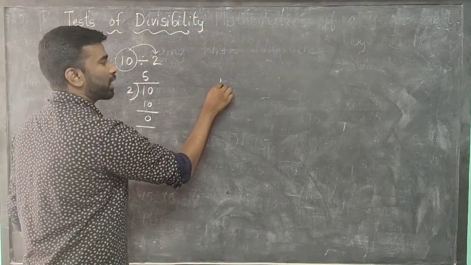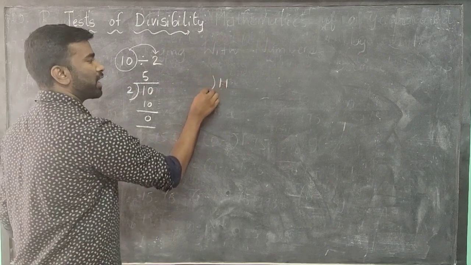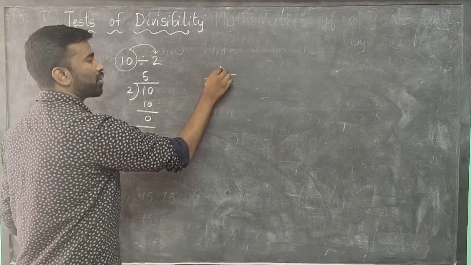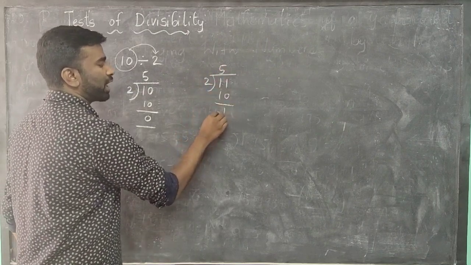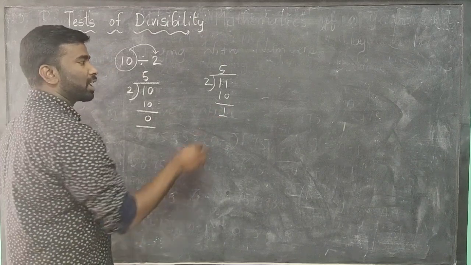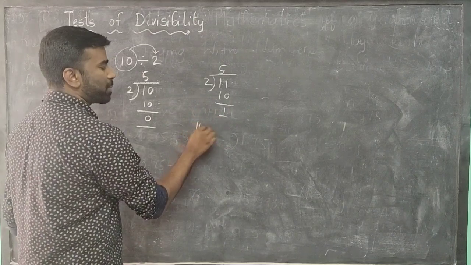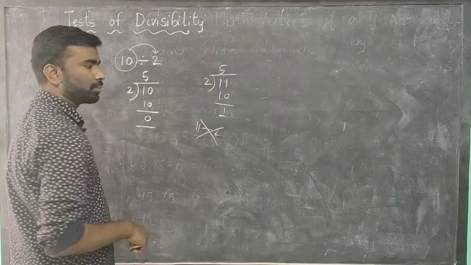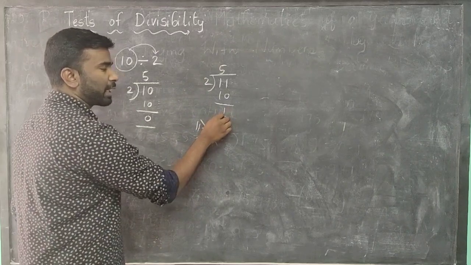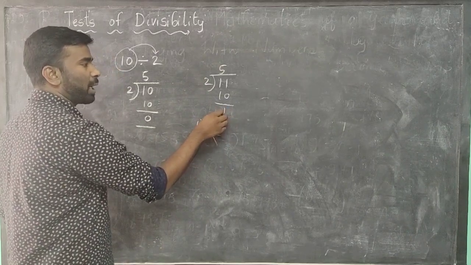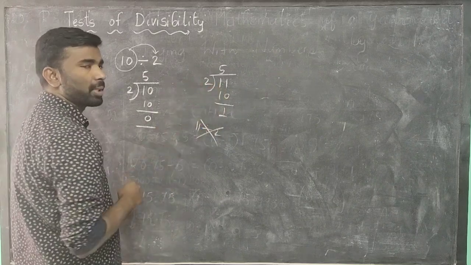Now take the number 11 and divide it by 2. Now 2 fives are 10. We are getting the remainder 1. That means 11 is not divisible by 2 because we are not getting the remainder 0. Hence 11 is not divisible by 2.